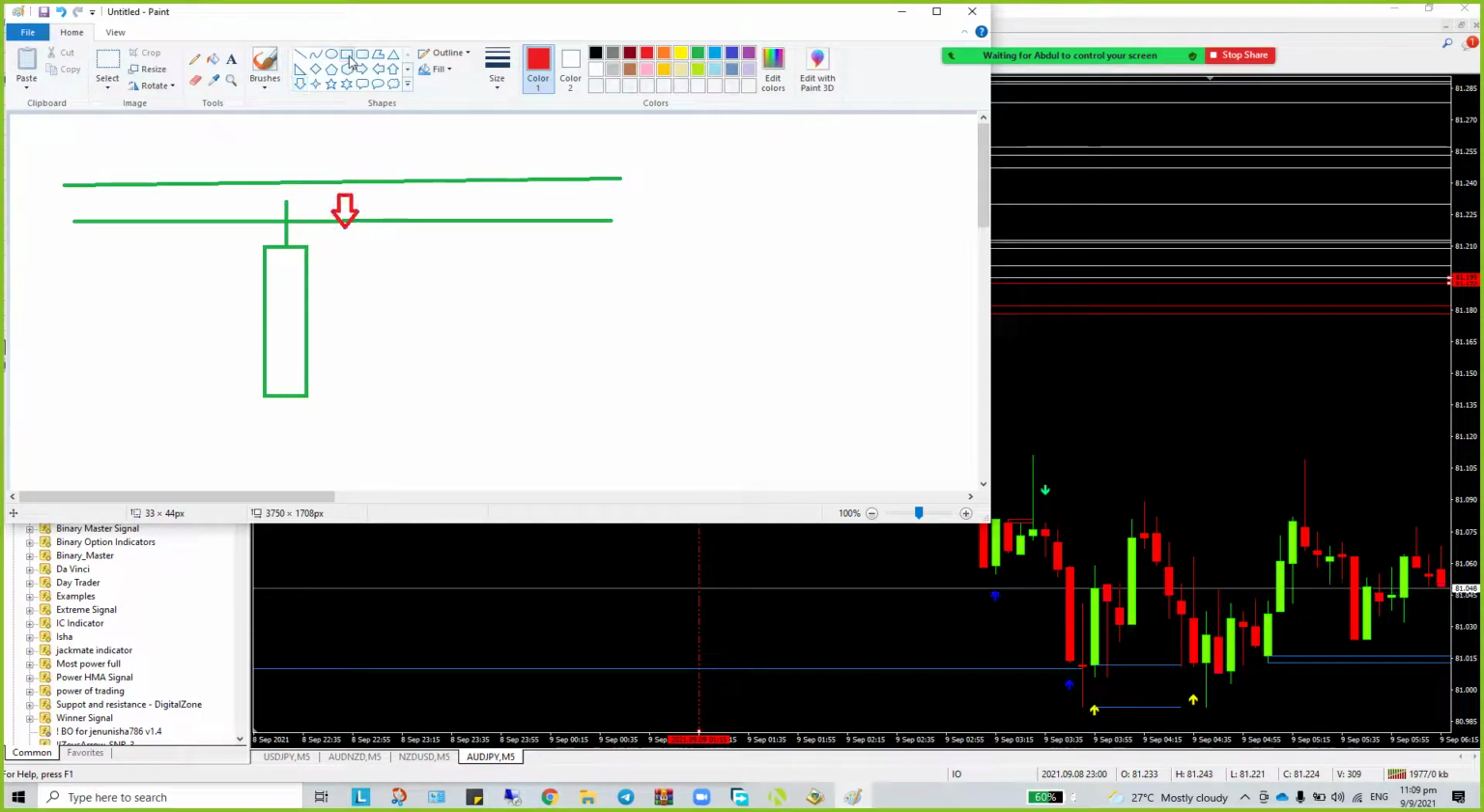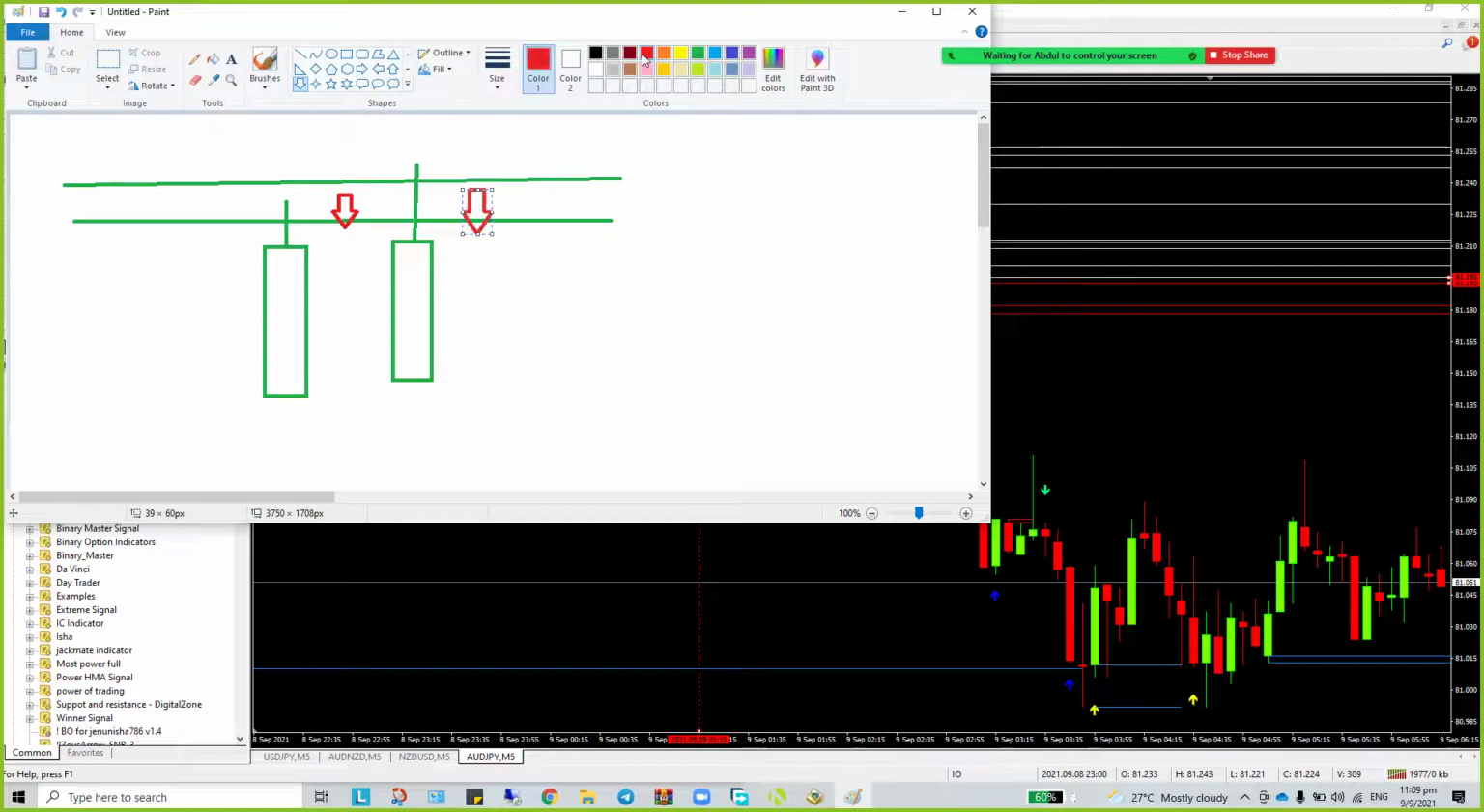The next condition is if the candle touches two lines and closes below the first one, then we should get the signal. This is the second condition. Third condition, the trend line has touched the... okay, this one is not.